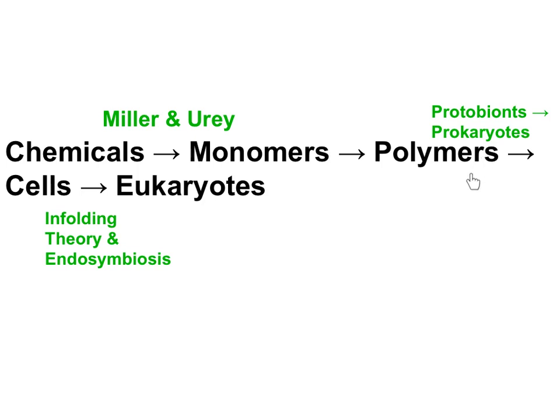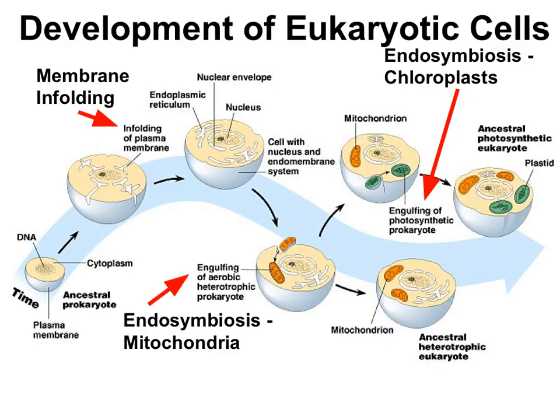First, the very primitive cells called protobionts were formed. When protobionts had genetic material and could reproduce, this gave protobionts the ability to evolve into prokaryotic cells. Then, prokaryotic cells evolved into more complex eukaryotic cells, again through multiple steps. First, the membrane of prokaryotes folded inwards to create internal compartments called organelles, and then eukaryotes gained chloroplasts and mitochondria by endosymbiosis. Here's a graphic that summarizes the part after prokaryotes are formed.